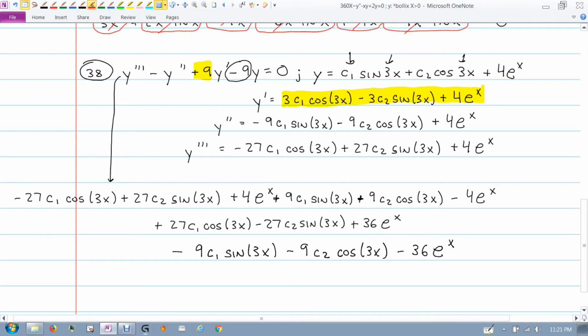All right, let's see if we can get things to cancel here. This and this are gone. This and this are gone. This should equal 0. C1 sine 3x, 9 of them here, minus 9 of them here. Plus 9 of these, minus 9 of these. Minus 27 of those, plus 27 of those, plus 27 of those, minus 27 of those. Everything's gone. 0. We are in business.